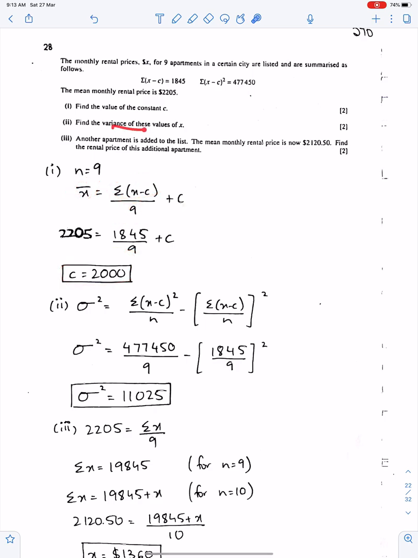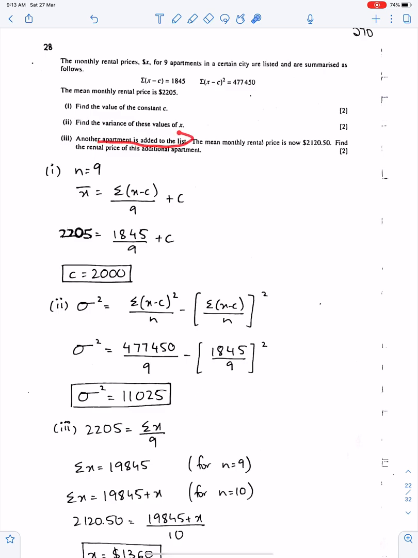Now the next thing is find variance. This is so simple. This is the formula of variance. We have all the information. That's the answer. This is the exact answer. Therefore, I'm not giving this answer as 3 significant figures.